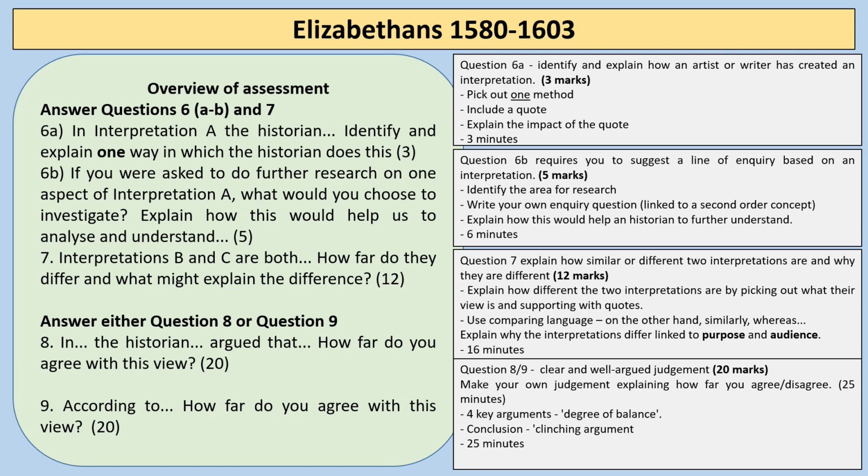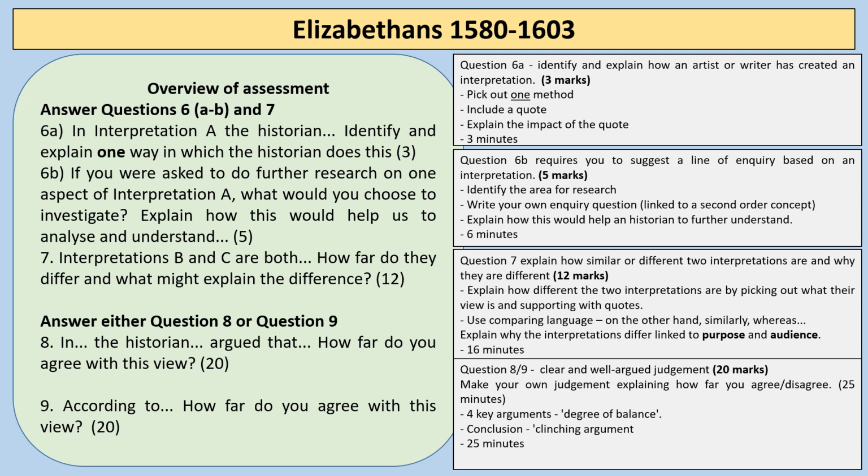So you're going to identify the area for research, write your own inquiry question linked to a second order concept and explain how that would help a historian to further understand. And then question 7 is about two different historical interpretations. You have to explain how far they differ and what might explain the difference between them.